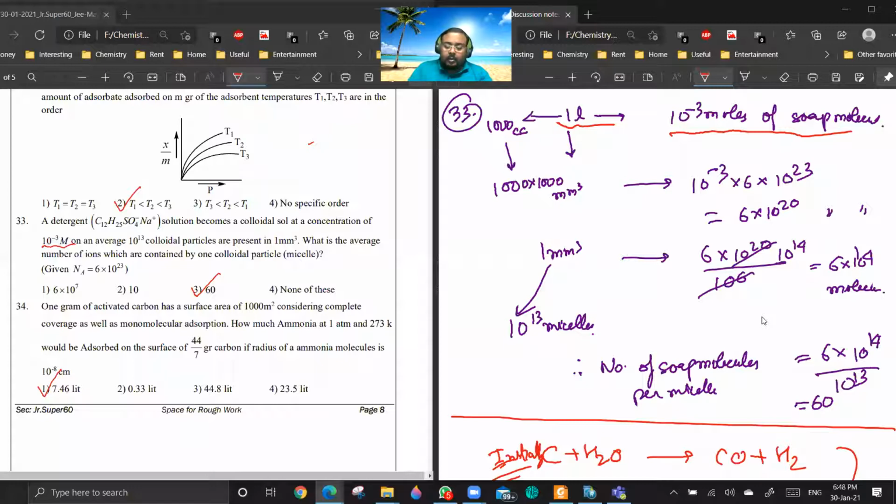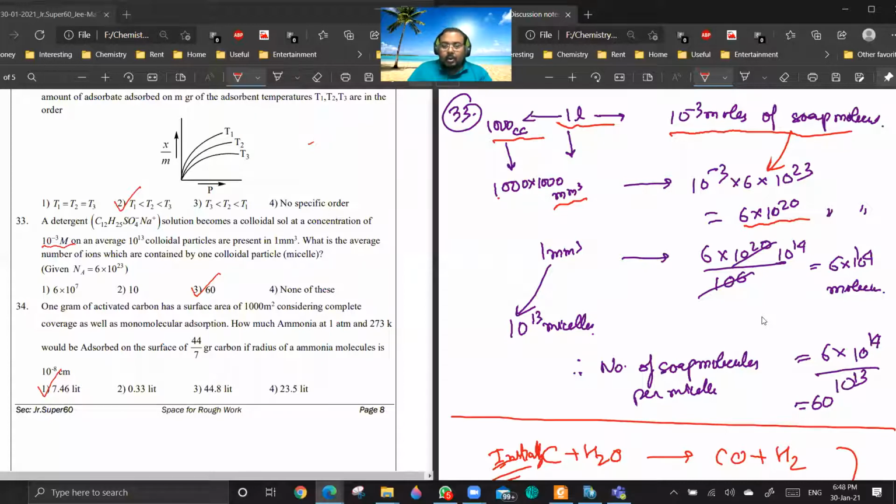Okay. Now you see 1 liter is how much? 1000 cc. And if you write it in terms of millimeter cube, it will be 1000 into 1000, which is 10 power 6 millimeter cube. And 10 power minus 3 moles of soap molecules is basically 10 power minus 3 into Avogadro number, it is 6 into 10 power 20 molecules. Up to this it is clear?